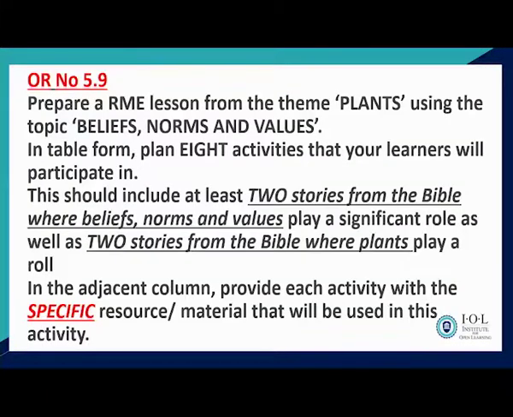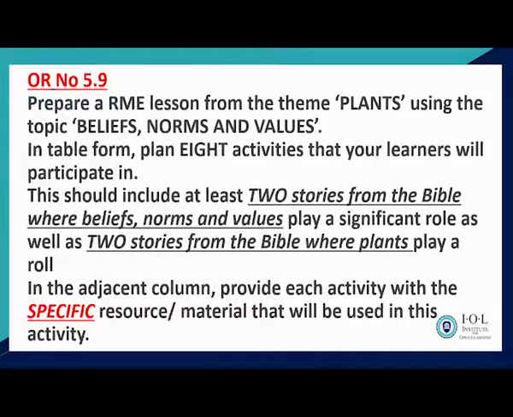Another lesson: prepare an RME lesson from the theme plants using the topic beliefs, norms and values. In table form, plan 8 activities that your learners will participate in. This should include at least 2 stories from the Bible where beliefs, norms and values play a significant role, as well as 2 stories in the Bible where plants play a role.